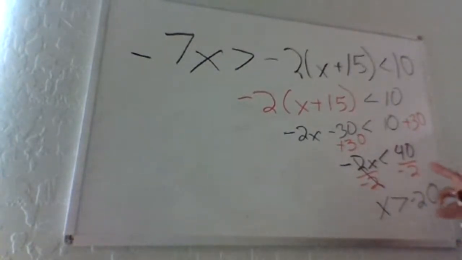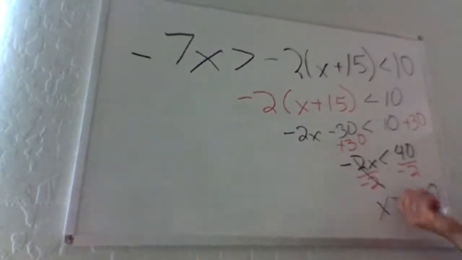Has this been making sense so far? Yes. We just got one question. Go ahead. When we divide by the negative number, the sign will change to the opposite. Correct. Anytime you multiply by a negative number or divide by a negative number, the sign flips.